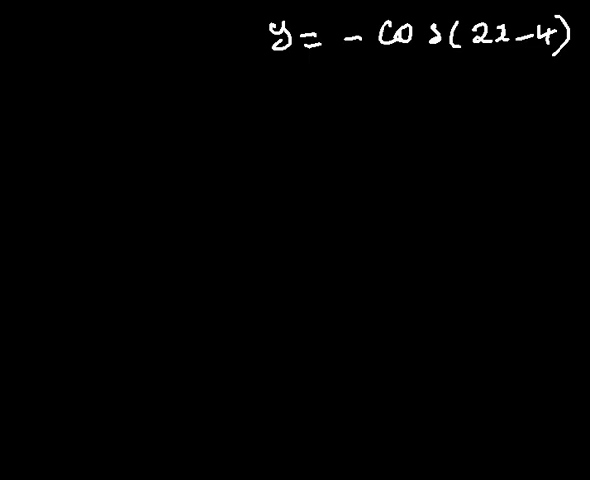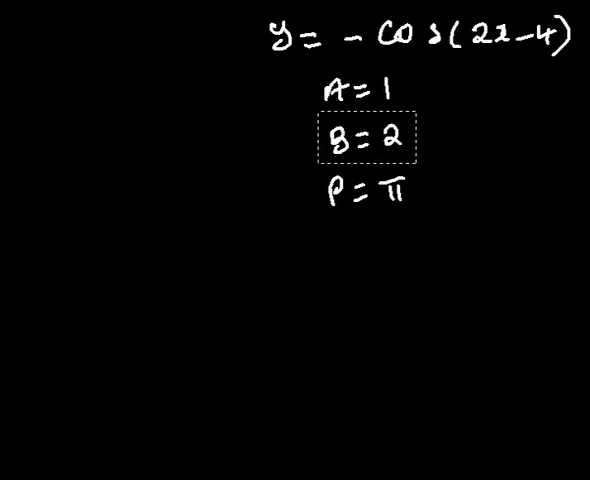The principle remains the same. Now, what is the amplitude? The amplitude is given as 1. And what is the coefficient of x? We have it as 2. Therefore, the period is given as 2 pi over 2, which is the same as pi. That is the period.